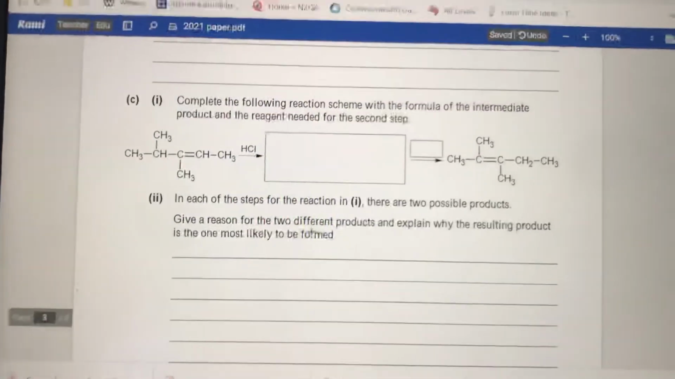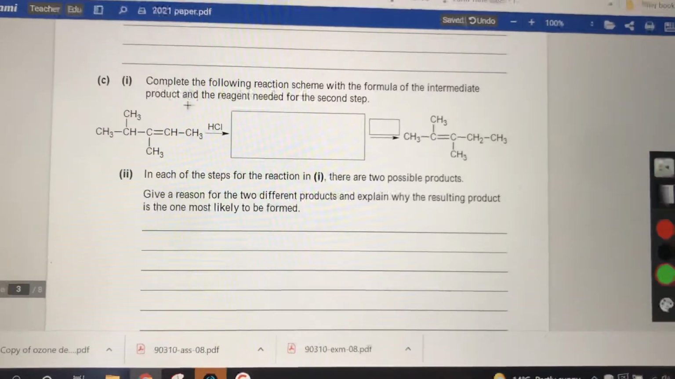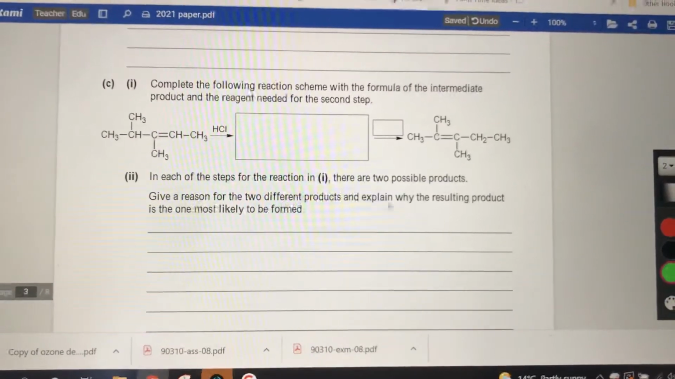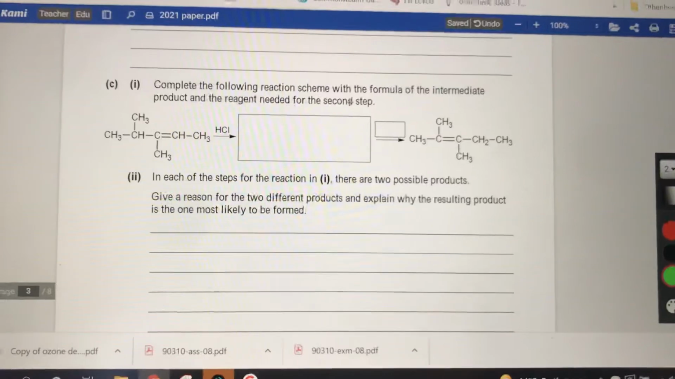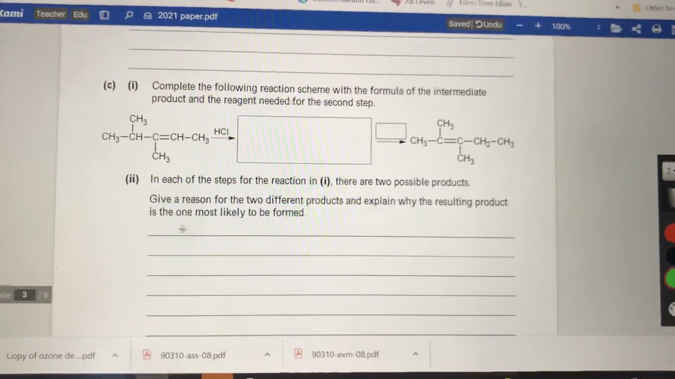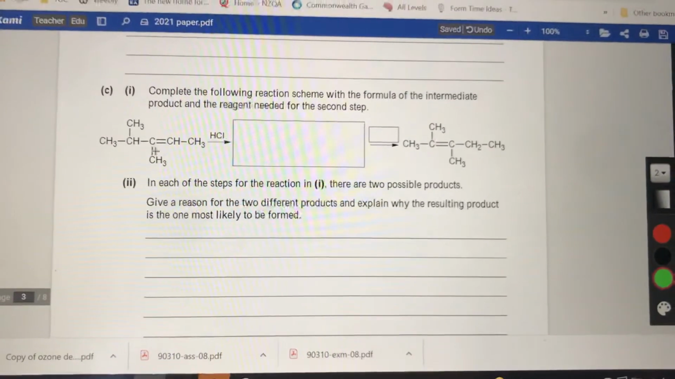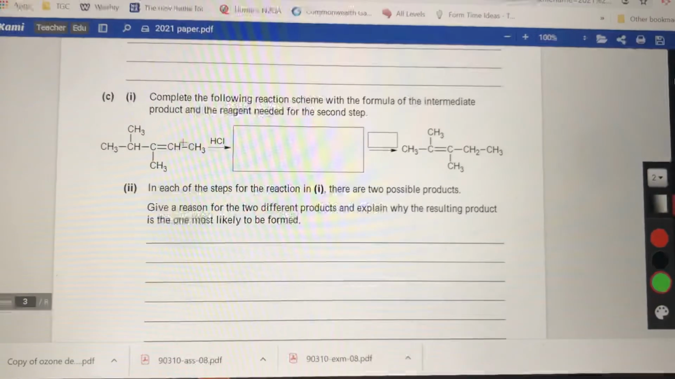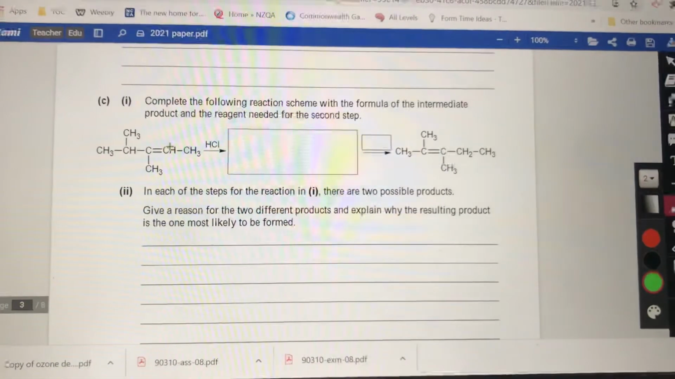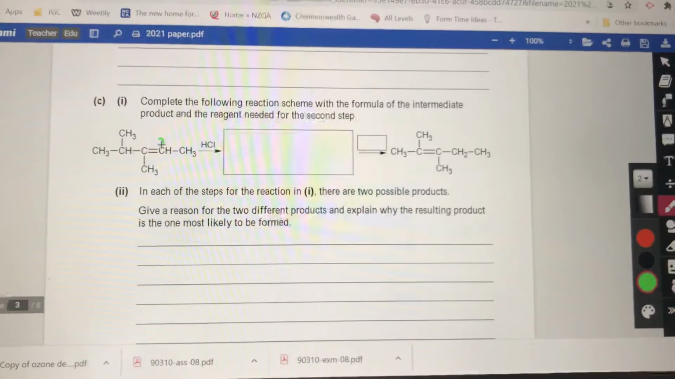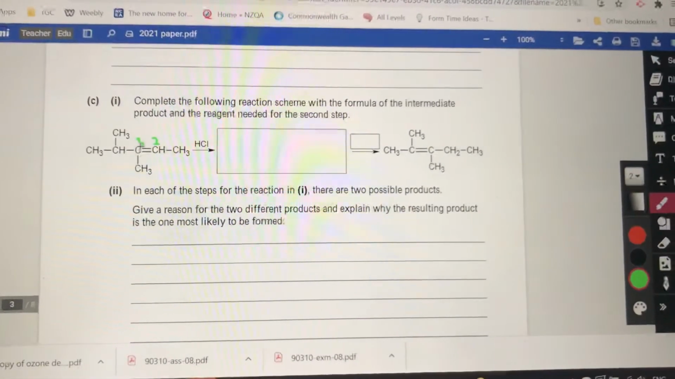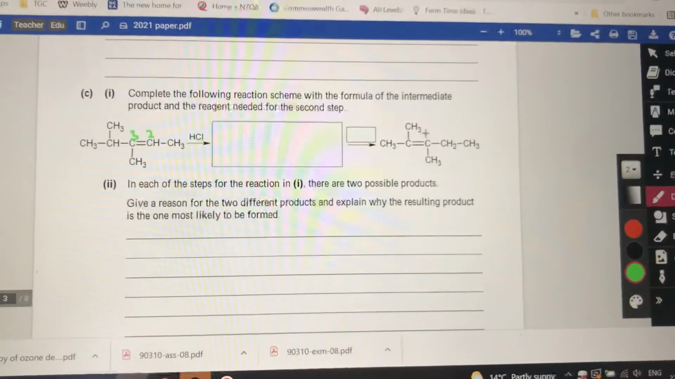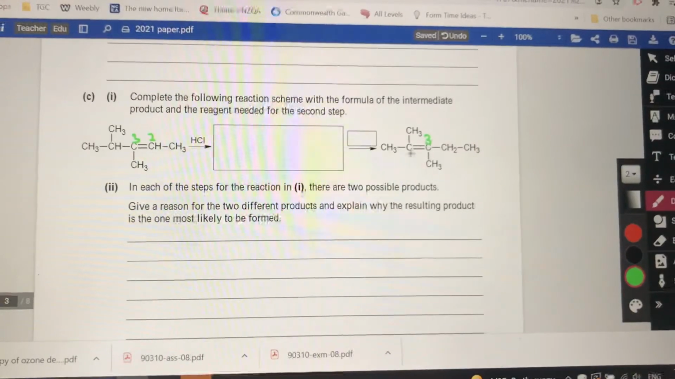So now we're on to part C. Complete the following reaction scheme with the formula of the intermediate product and the reagent needed for the second step. So what's happening in this, if we take a quick look, is we're going from the functional group, the carbon-to-carbon double bond being between carbons 2 and 3, to going to be between carbons 3 and 4.